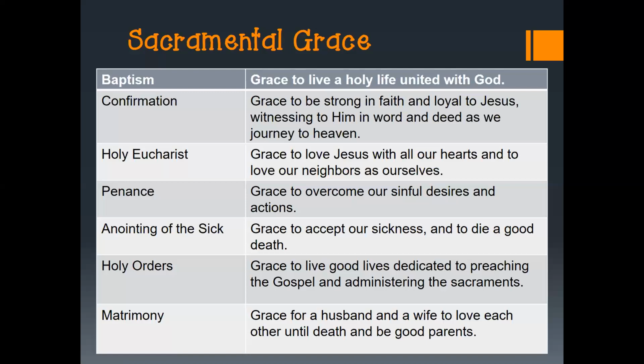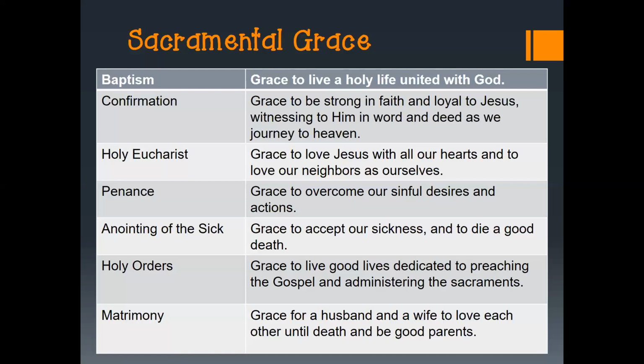Then we have Holy Eucharist, which is grace to love Jesus with all of our heart and to love our neighbors as ourselves. So it's that true closeness with Christ, and also to understand his power and his love within us and within the miracle of the Eucharist every day at Mass. Then there's penance or confession, which is grace to overcome our sinful desires and actions. We receive that forgiveness from God. We grow closer to God, or go back into that united front in our relationship with him.